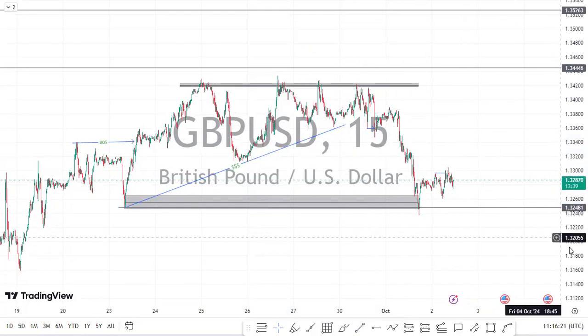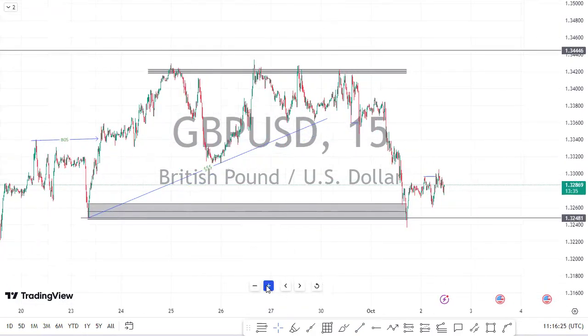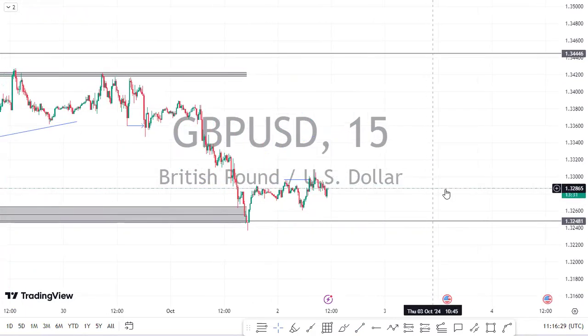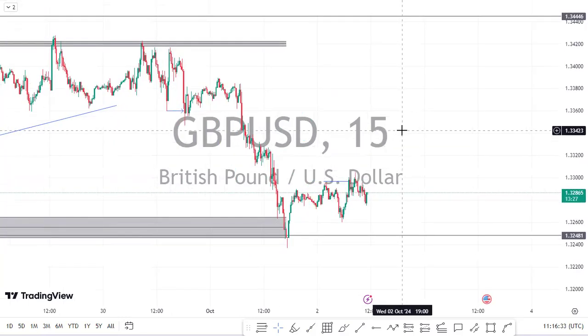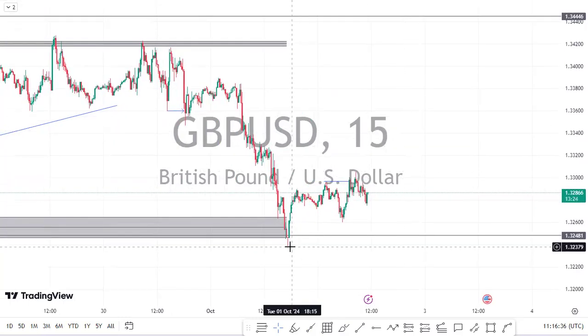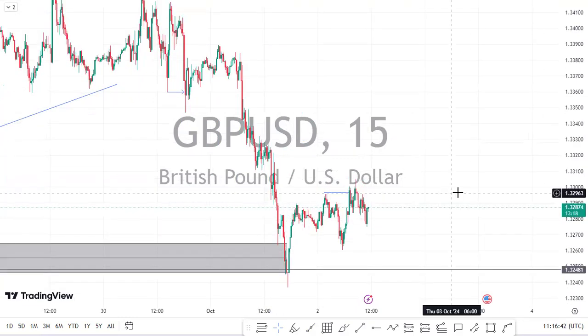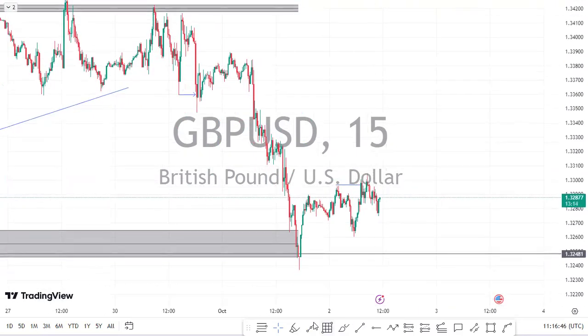so price has come to do what? To mitigate. And that's where I started buying yesterday. So immediately I saw the 4 hour liquidity sweep. Then I waited for what? To see if price would give me a change of character. Now, let's analyze on 15 minutes.